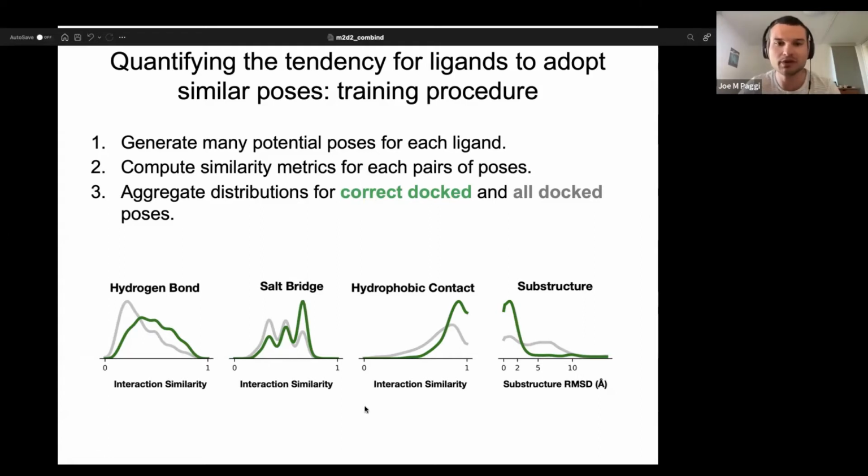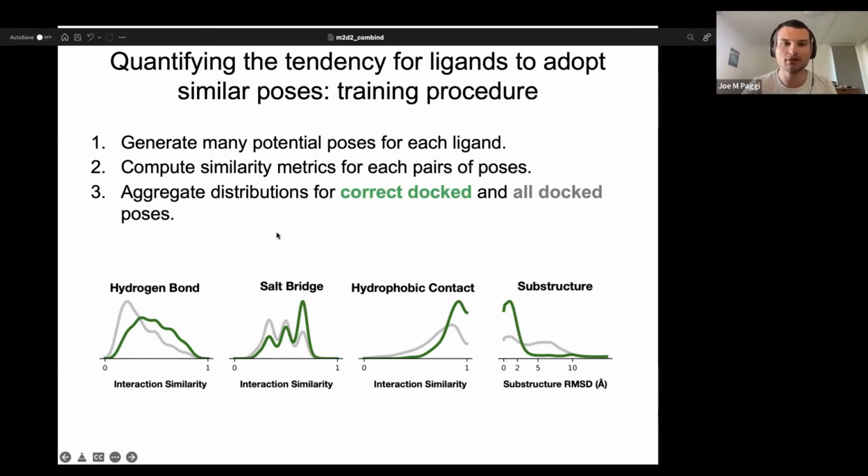In terms of the similarity metrics, we had three capturing similarity of interactions: hydrogen bonds, salt bridges, or hydrophobic contacts. And then we had a substructure similarity term, which is only defined in cases where ligands share a chemically identical scaffold of 50% or more of the size of the ligands. Here, this is just the RMSD between the shared scaffold in the two poses.